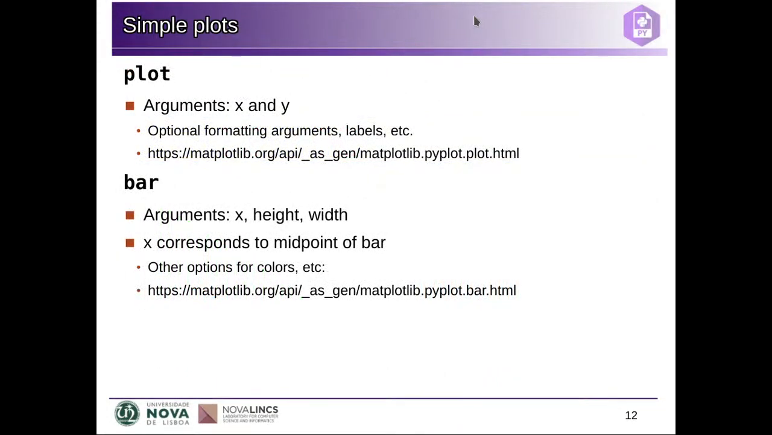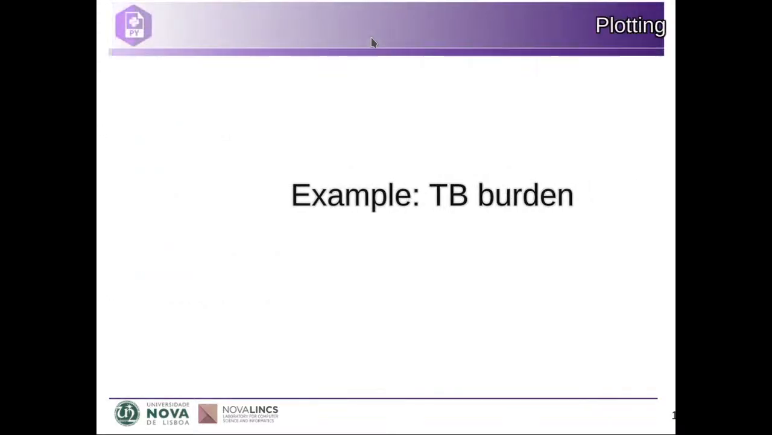So basically, with plot, you give the x and the y and the additional parameters that you want, and usually you draw a line or just a set of points. This is for a scatter plot. Bar will draw a bar plot, and you have different kinds of plots also in PyPlot. So these are just two examples of simple plots.